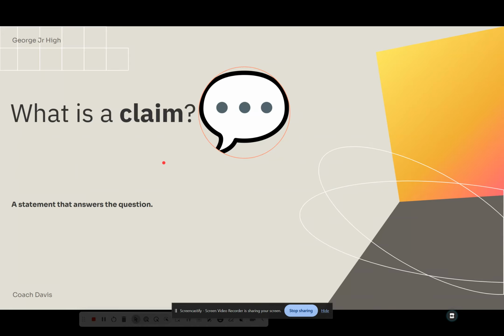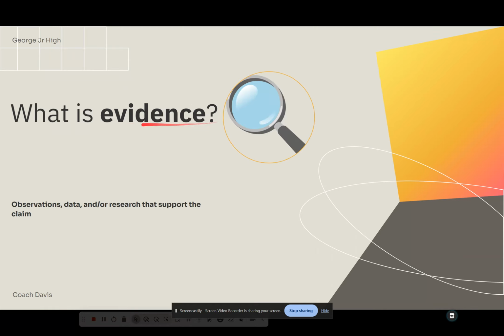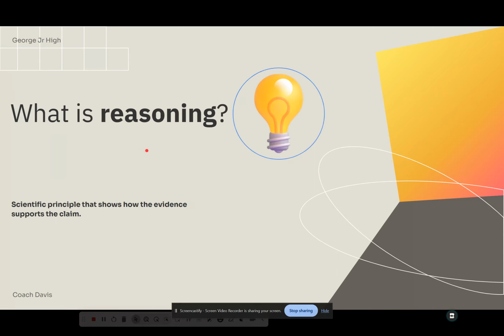Step one, what does C stand for? It stands for claim. Claim is simply a statement of the answer to the question. So I'm going to give you a question, and then you're going to give me an answer. That's going to be your claim. But we have to go a step further and provide some evidence after we answer the question. This could be an observation, something that you saw. It could be data, numbers that you have. Or it could be research that you did via Google, etc. After we have some evidence, we need to back it up with our reasoning. Why did you include that evidence?